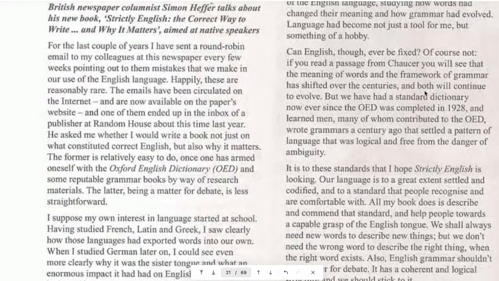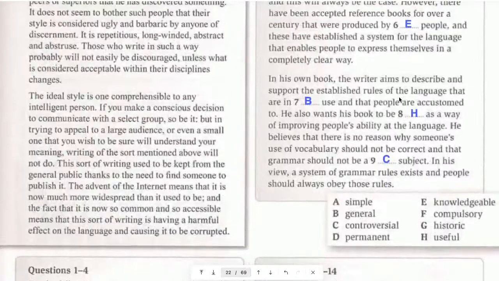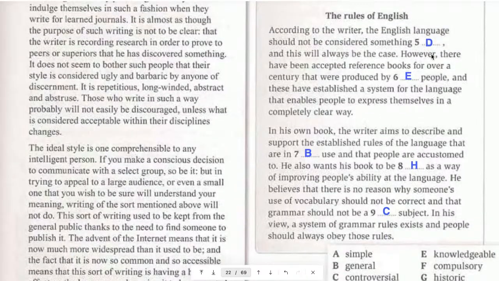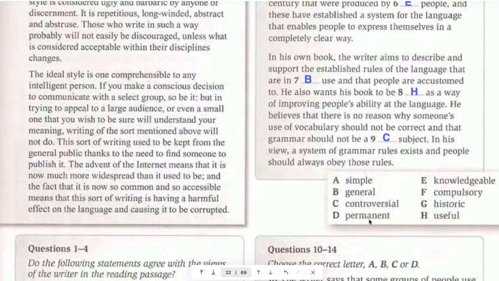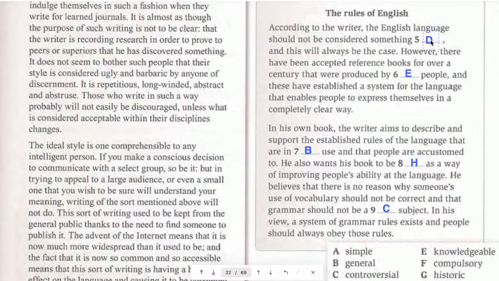So based on the whole thing, we figure out the word we should put here is permanent. That's why the answer is D in this case. Alright, next one.